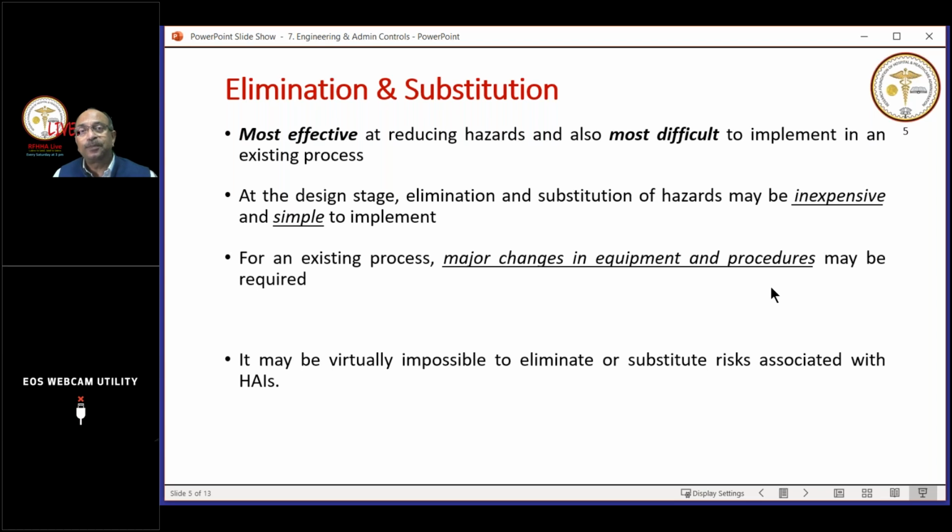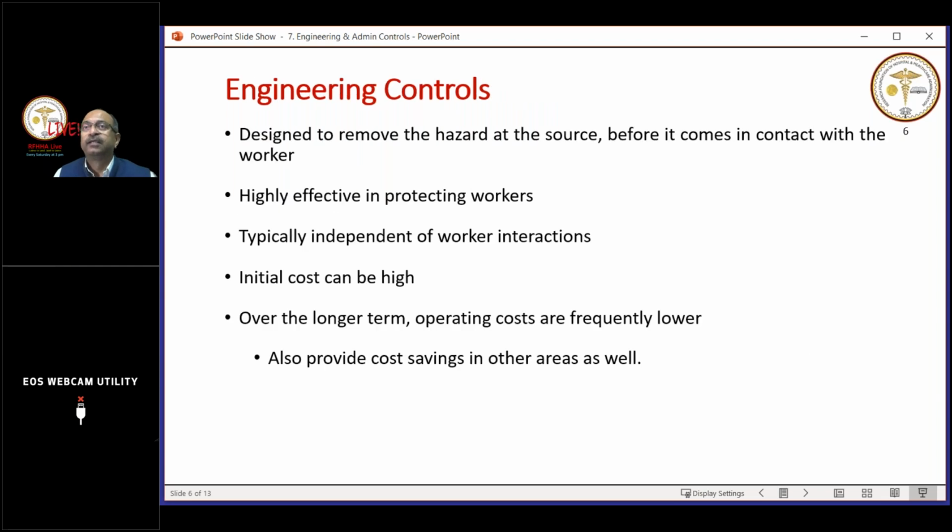It may be virtually impossible to eliminate or substitute risks associated with healthcare associated infections, the HAIs as they are popularly called. So we also need to understand that there is no way we can eliminate or substitute something that will totally eliminate the risks of HAIs. So HAIs are going to be with us. We need to be instituting other methods of handling this.